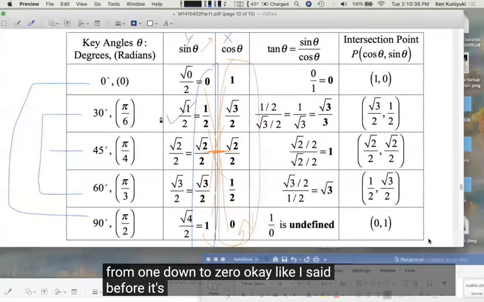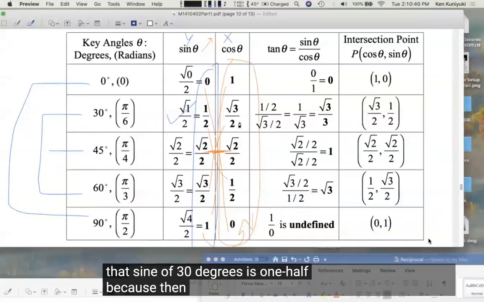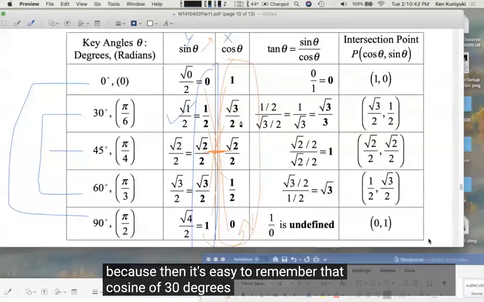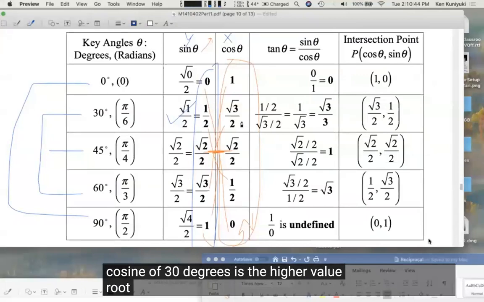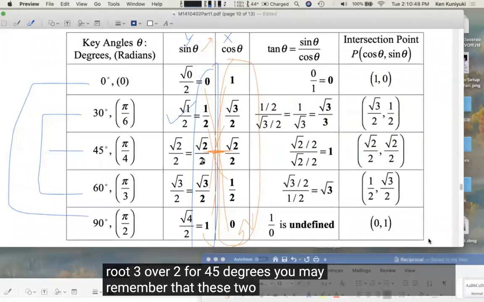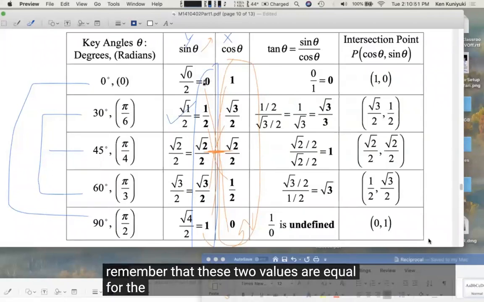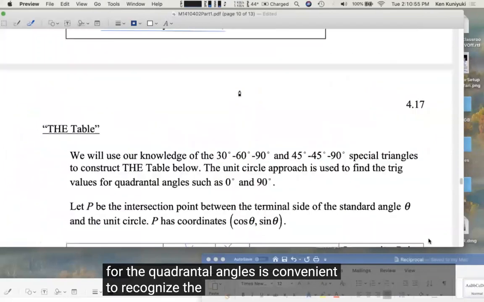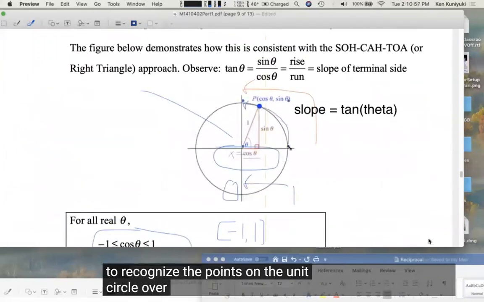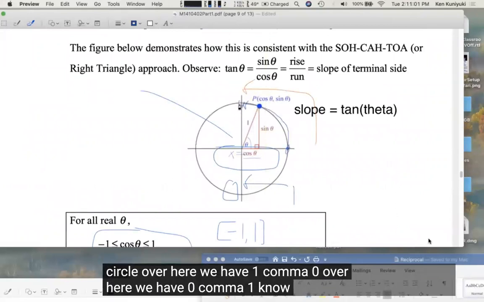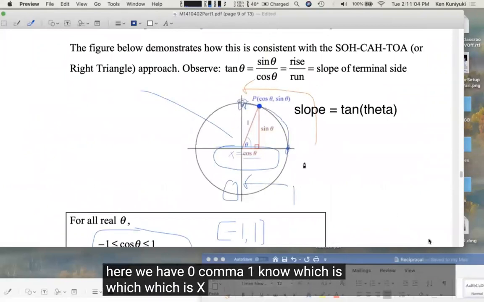Okay, like I said before, it's very helpful to remember that sine of 30 degrees is 1/2, because then it's easy to remember that cosine of 30 degrees is the higher value, √3/2. For 45 degrees, you may remember that these two values are equal. For the quadrantal angles, it's convenient to recognize the points on the unit circle. Over here, we have 1, 0. Over here, we have 0, 1. Know which is x, which is y.